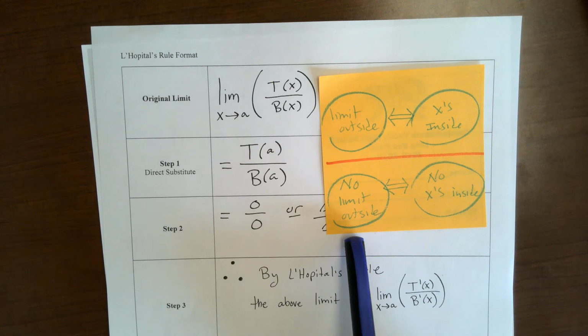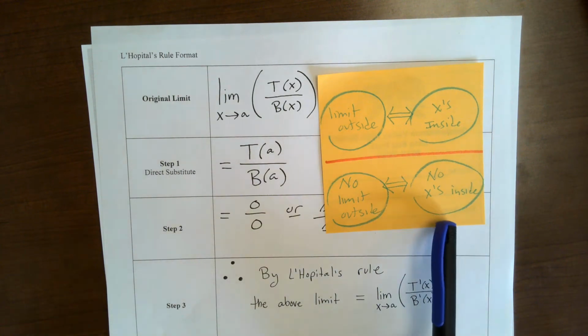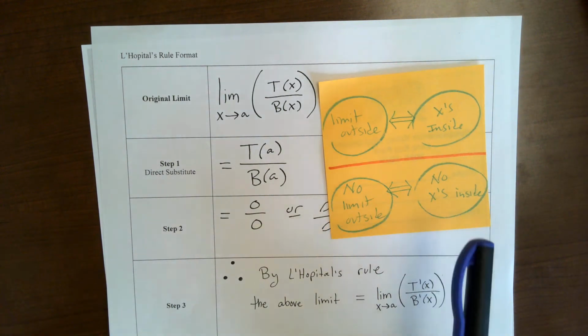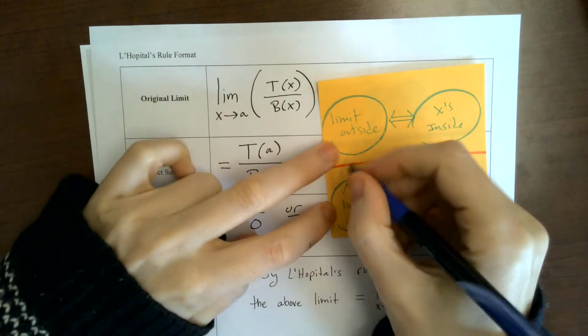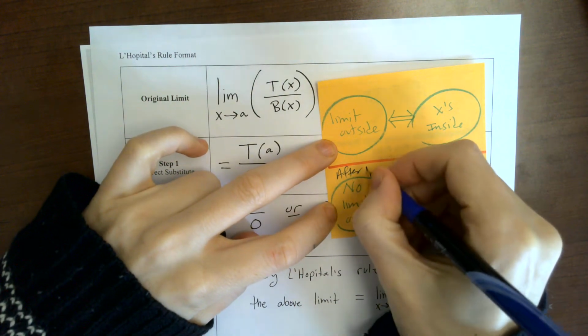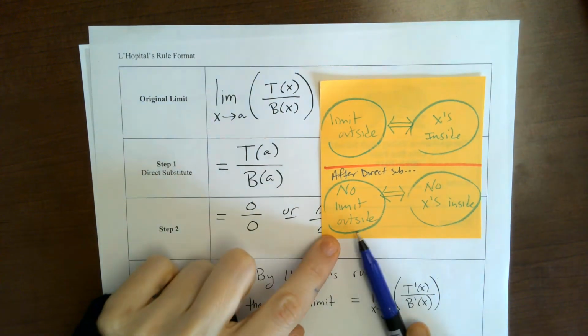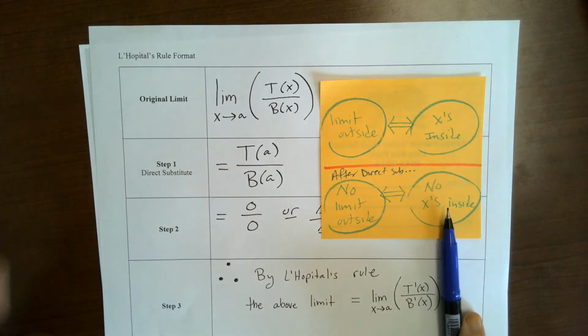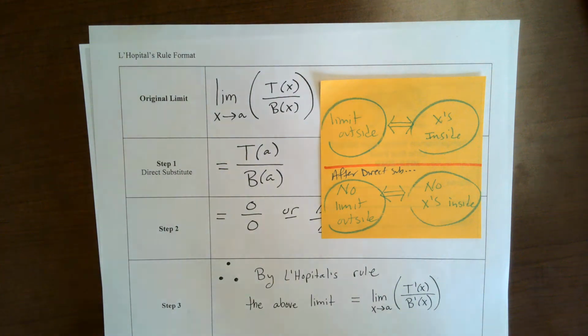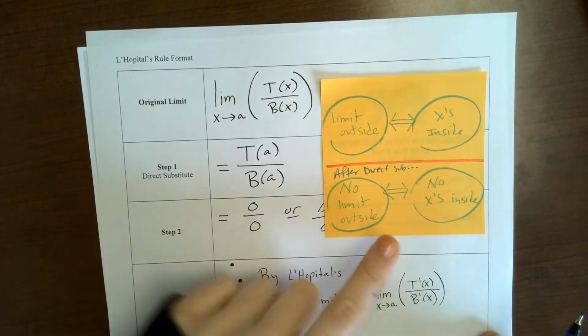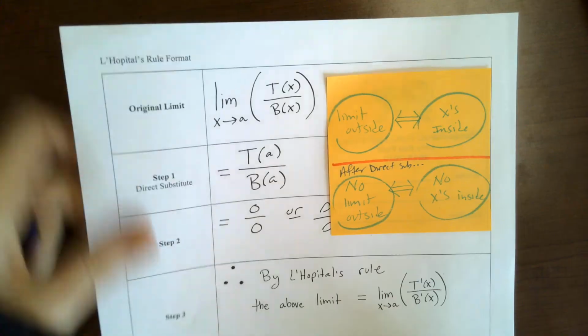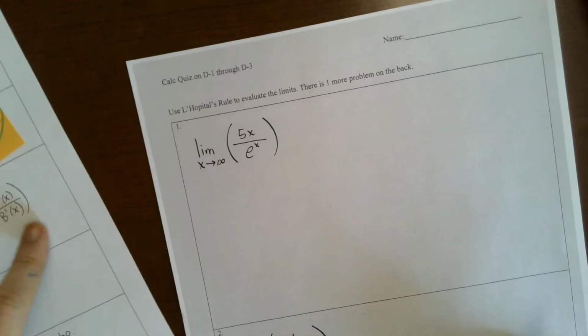On the other hand, if you don't have any x's on the inside, like after you direct substitute, so I'll say after direct sub, you will have no more limit outside because you won't have any x's inside because you will have plugged in for the x's. So hopefully this will help. Yeah, we're just a little rusty on the notation, which is very normal.